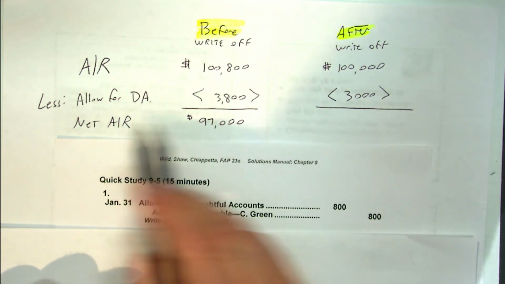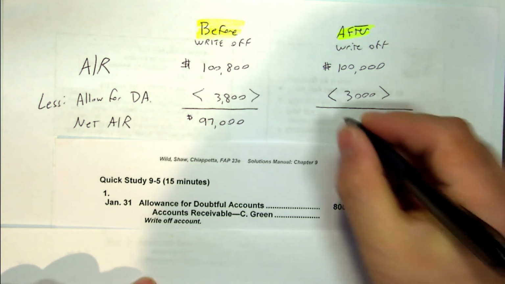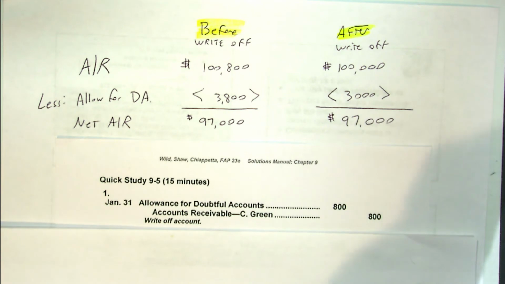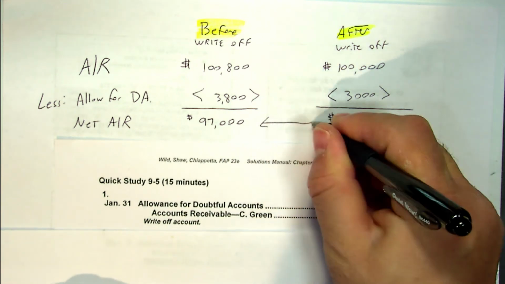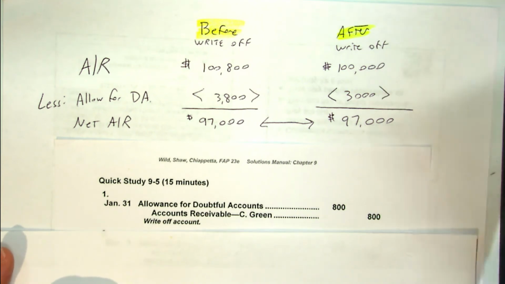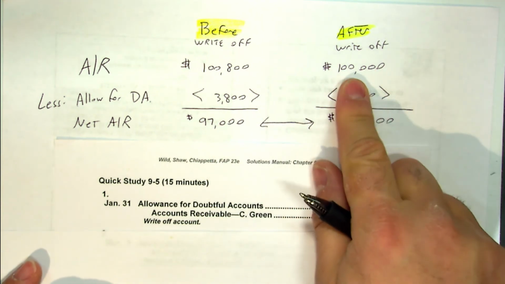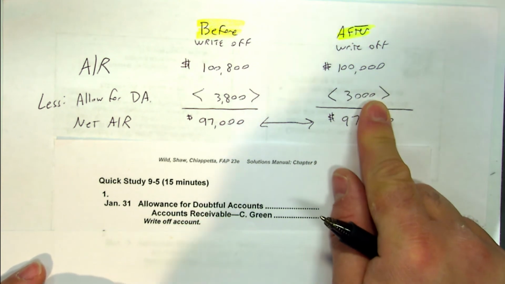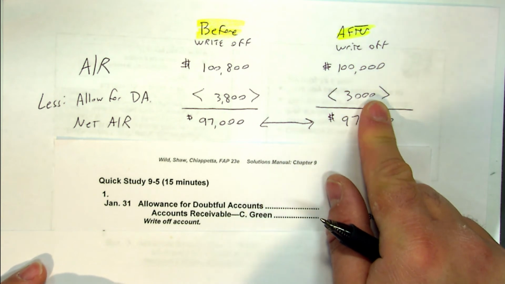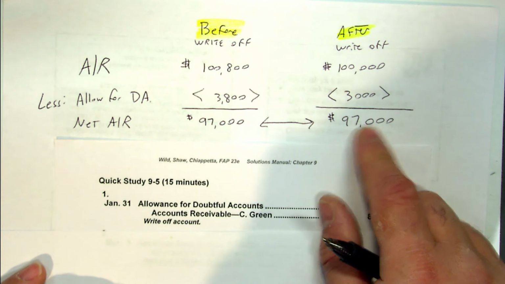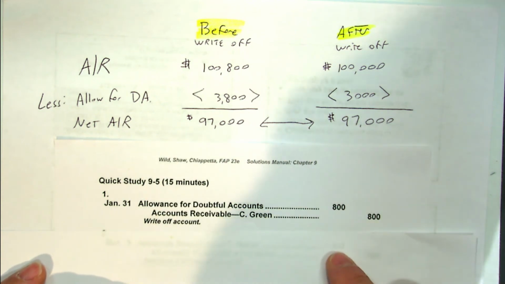So what is our net AR after the write-off? It's still $97,000. It didn't change, did it? Same amount. When we write off a specific account, the net AR doesn't change. Yes, we reduce the accounts receivable, but we also reduce that thing that's being subtracted from accounts receivable in arriving at net AR. Does this make sense? So that's something I want to point out. Okay, questions on that? Okay.